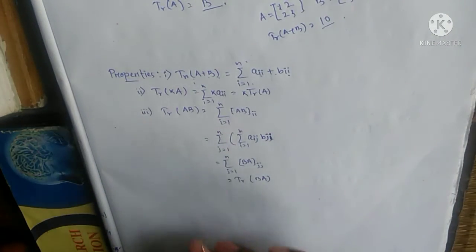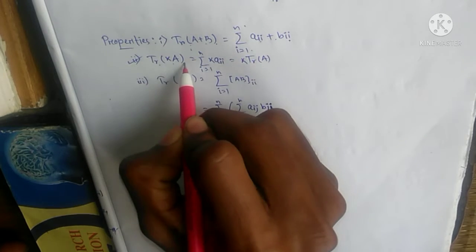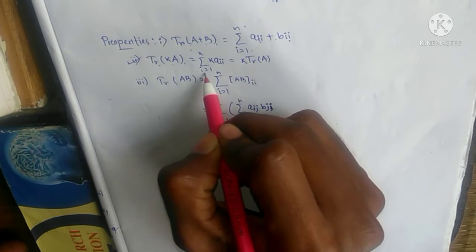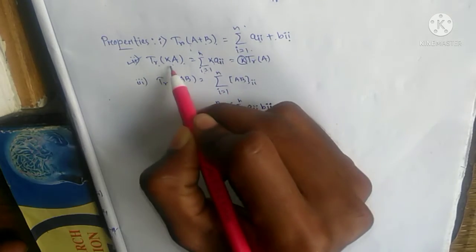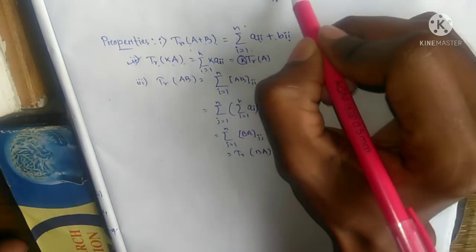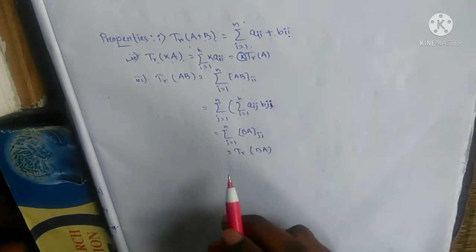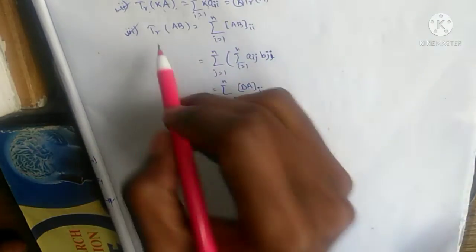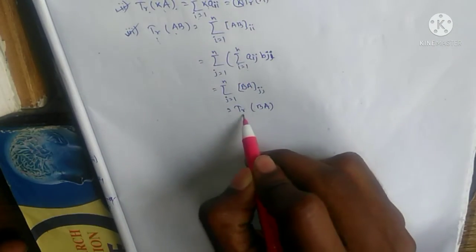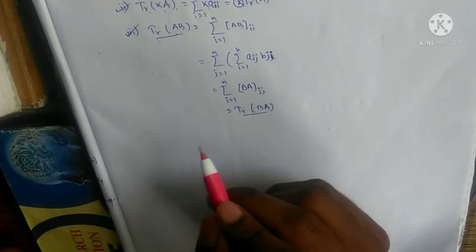okay, in similar way property number 2, trace of k of a, then I equal to 1 to n k a I. that is k just multiply with the trace. You have to find first trace and then k multiply with them. And the third property is most important, that is trace of AB equal to trace of BA. We have to find, we know that it's most important.